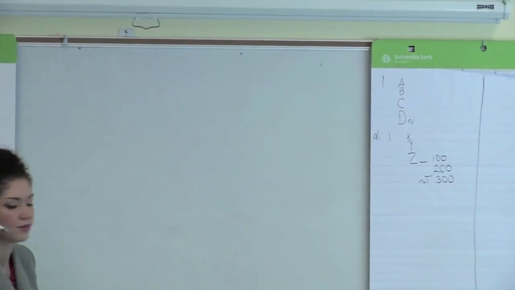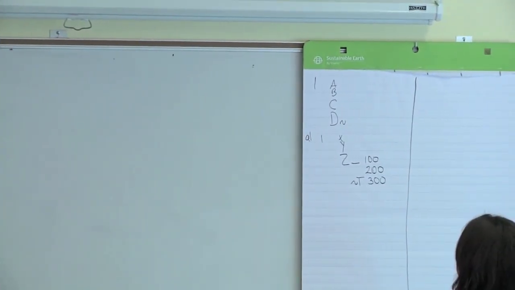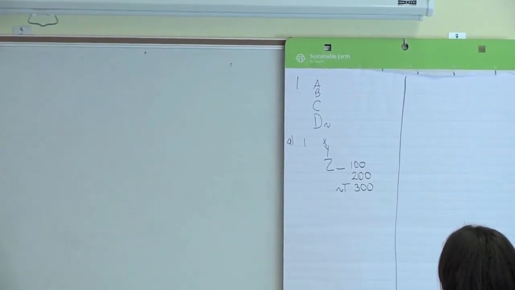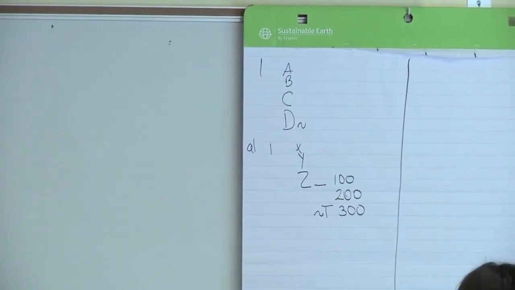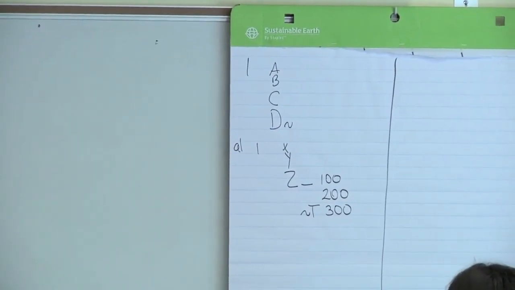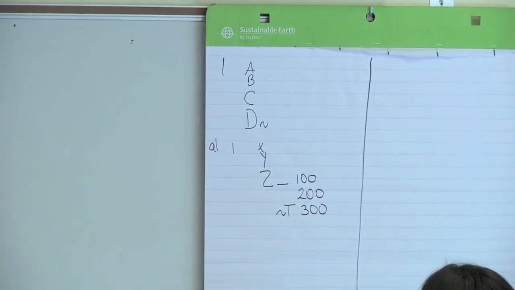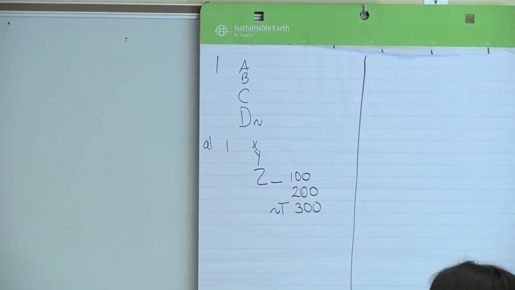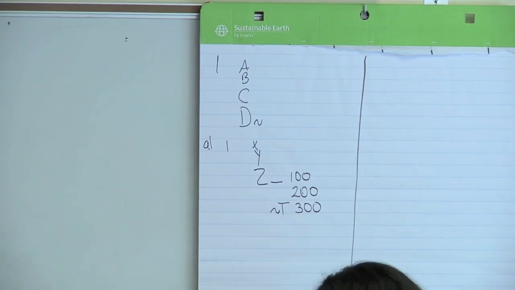Okay, one has A, B, C, a little bit of D. Also one has X, Y, Z. And Z has 100, 200, and sometimes 300. Excellent. 3 points. 3 points. Isabel.